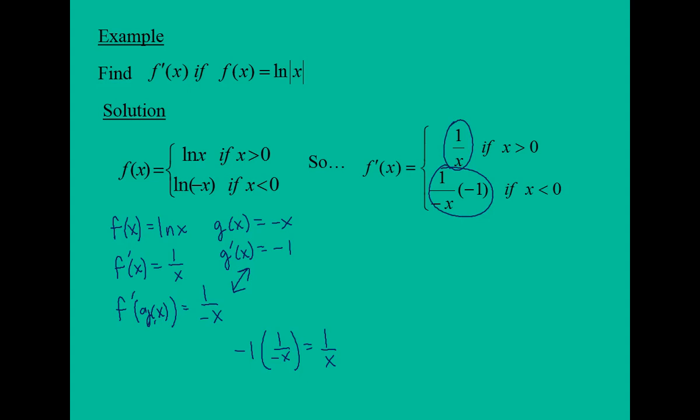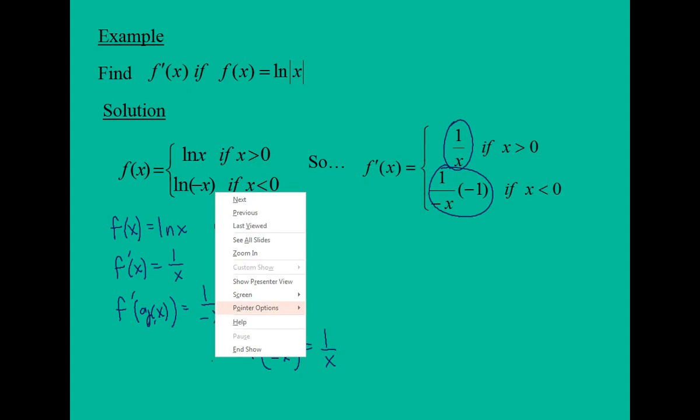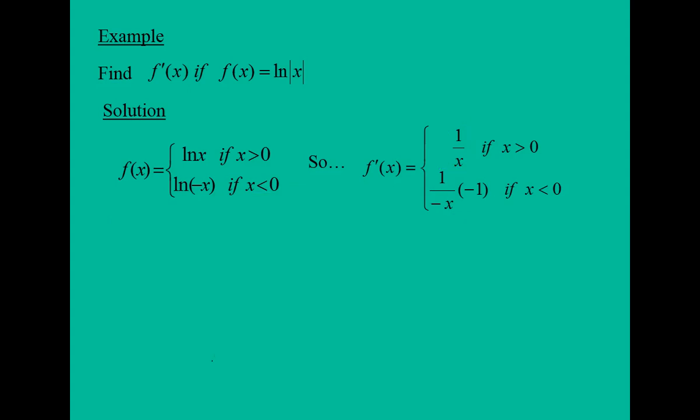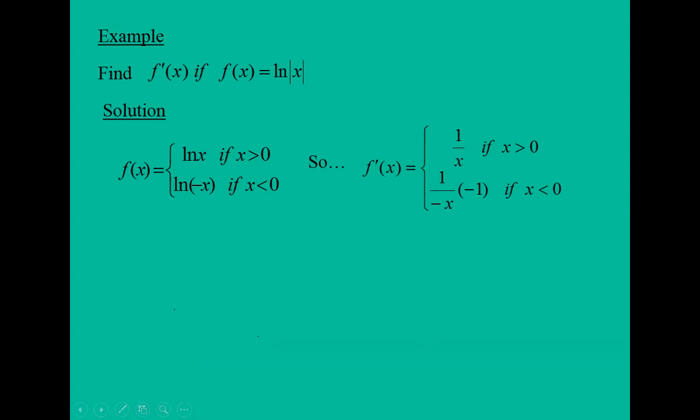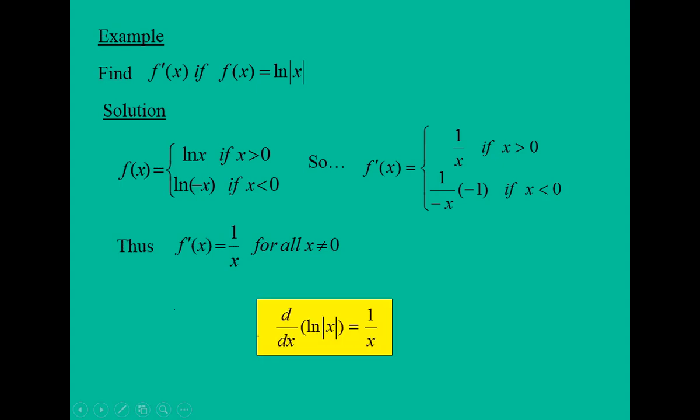Okay, so we can see we get 1 over x regardless if x is greater than 0 or if x is less than 0. So therefore, we could generalize our results for all x: the derivative of the natural log of the absolute value of x equals 1 over x. That's the end of part 1.